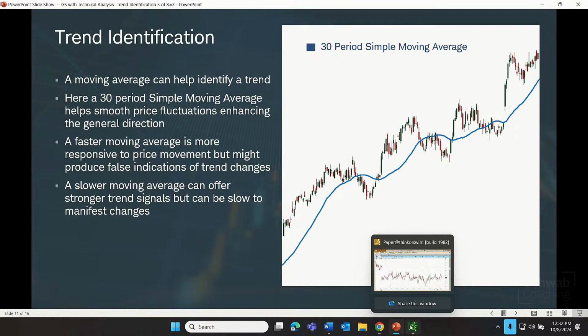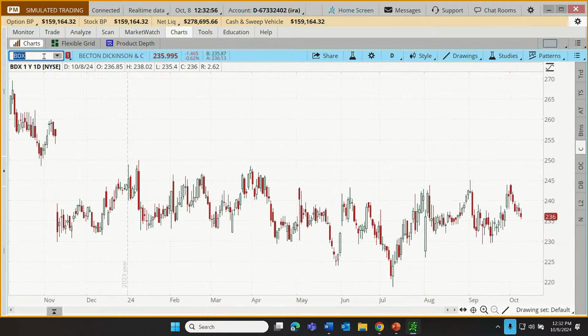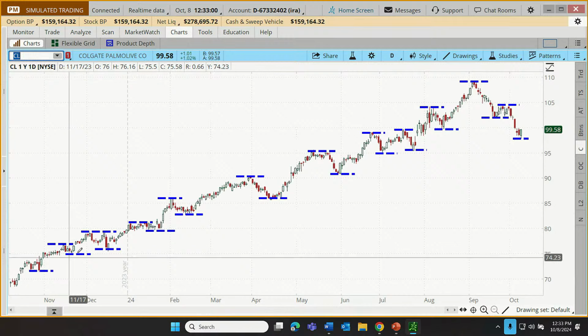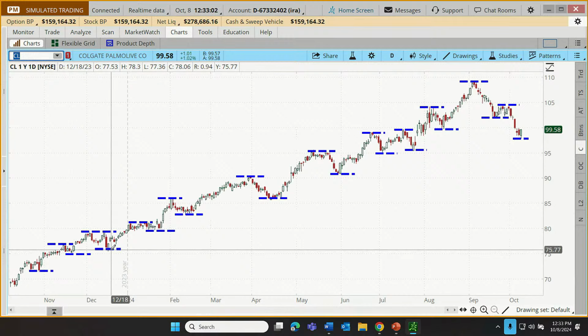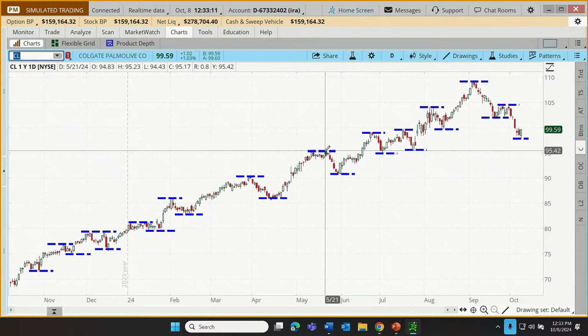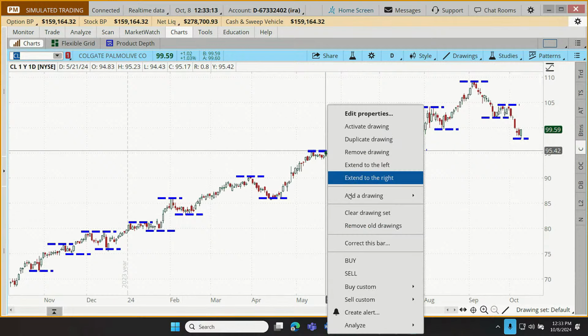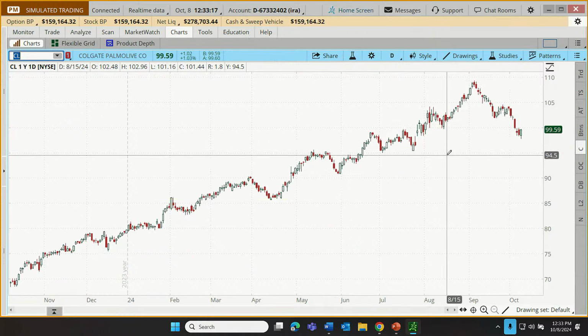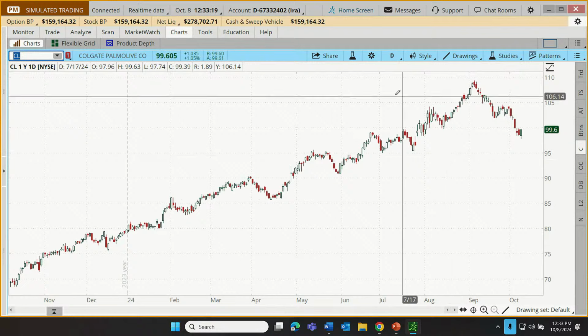Let's go back to our CL chart, okay? And we have the trader who's been administering their own sort of manual discretionary analysis of the chart. But what if I take that off? I'm going to right click. Let's clear that whole drawing set. And let's say that our trader instead prefers to lean on an automated or a mechanical trend identifier.